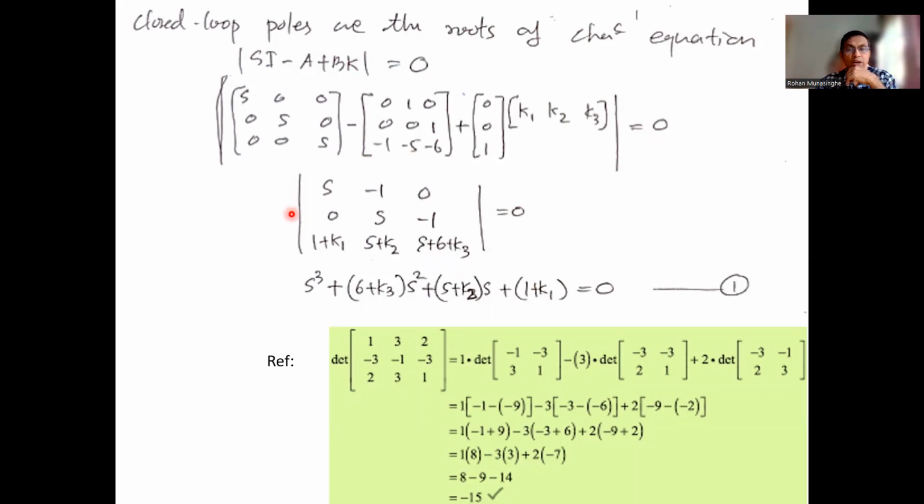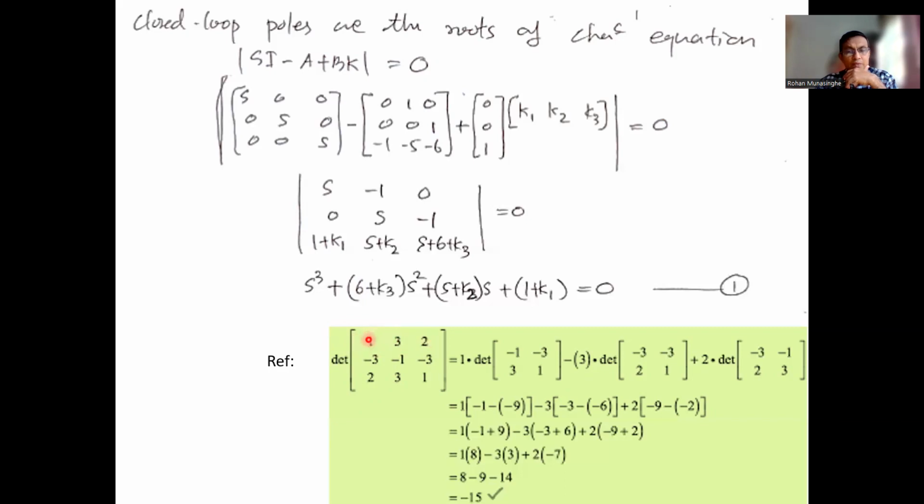And now you want to get the determinant, right? Now here, down here, I have put this one reference for you to refresh yourself about how to calculate the determinant of a 3 by 3 matrix. So, for example, this 3 by 3 matrix. If you want to calculate the determinant, you can pick a row or a column, right? And here we have probably taken the first row, 1, 3, 2.